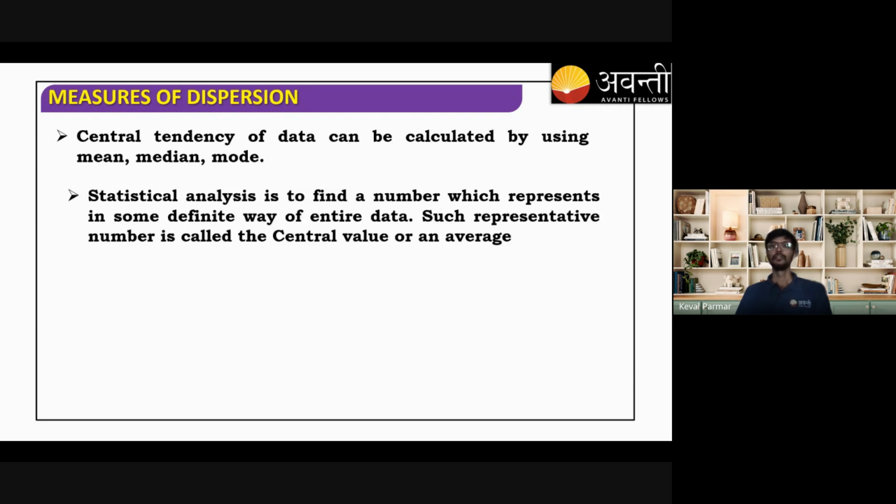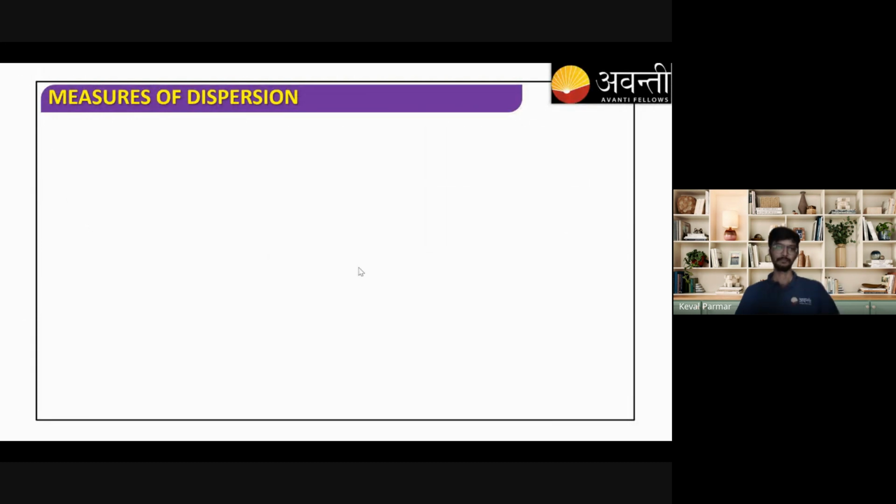Let's see. So the next is statistical analysis. So that's what we were talking about. I just told you that statistical analysis is to find a central value of the data, and this number is calculated based on tools. That is, some of them are mean, median, and mode. So central value or an average. This is another name for mean, right?